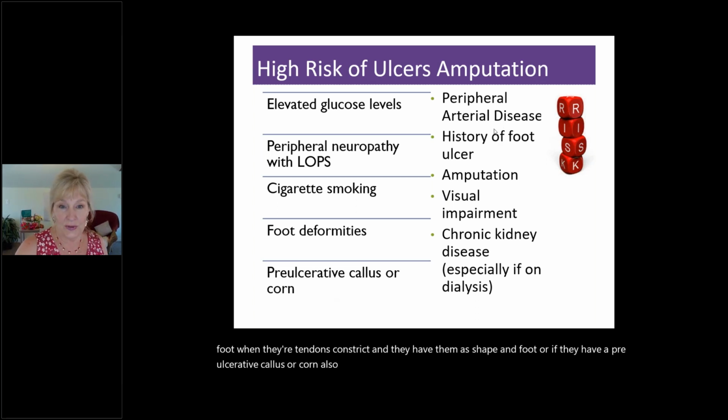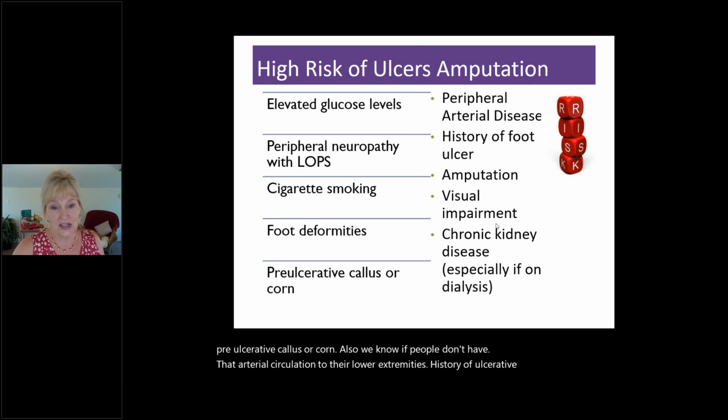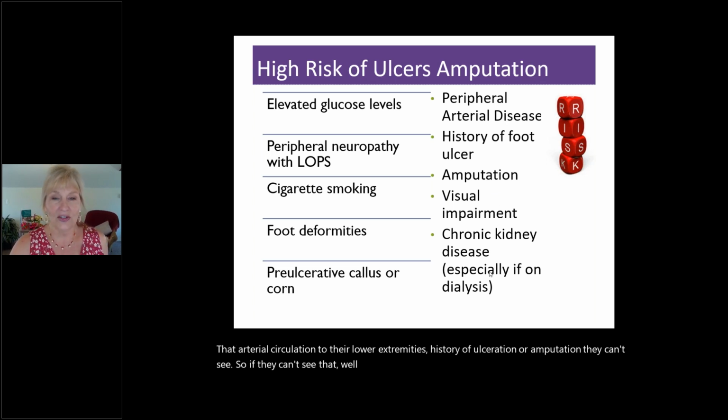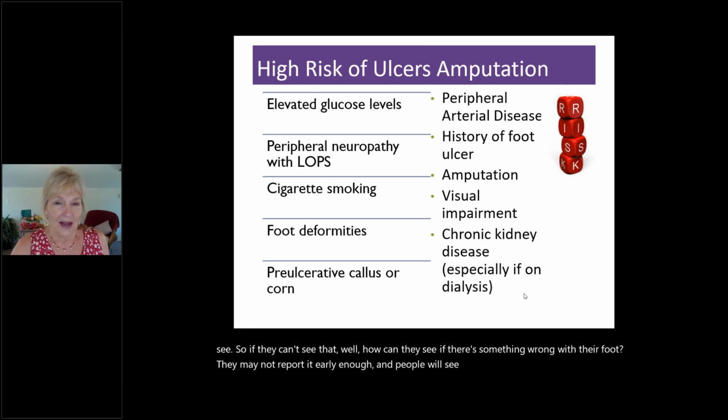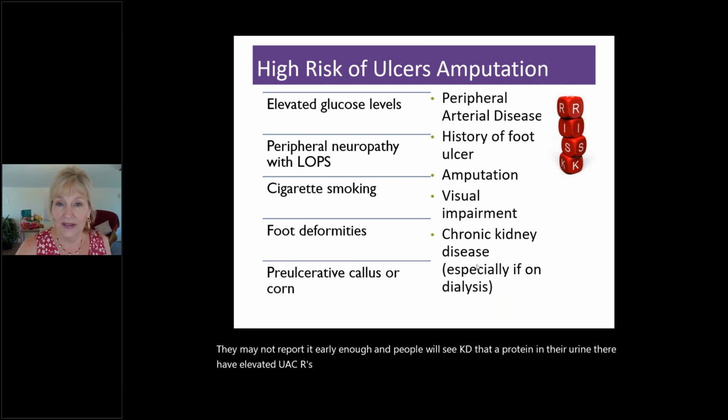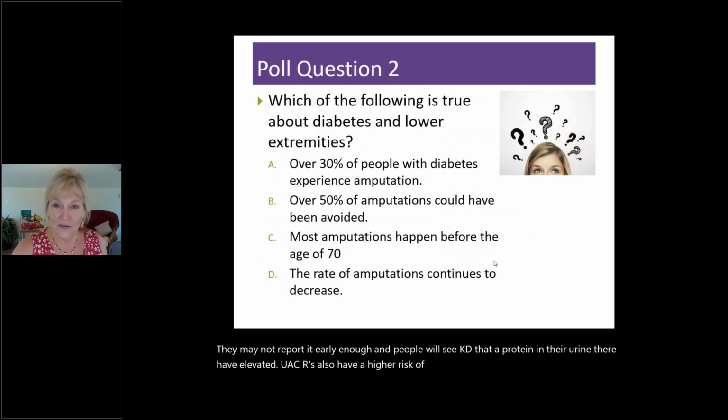Also, we know if people don't have good arterial circulation to their lower extremities, or a history of ulceration or amputation, they can't see. So if they can't see that, well, how can they see if there's something wrong with their foot? They may not report it early enough. And people with CKD that have protein in their urine, that have elevated UACRs, also have a higher risk of amputation and foot ulceration.